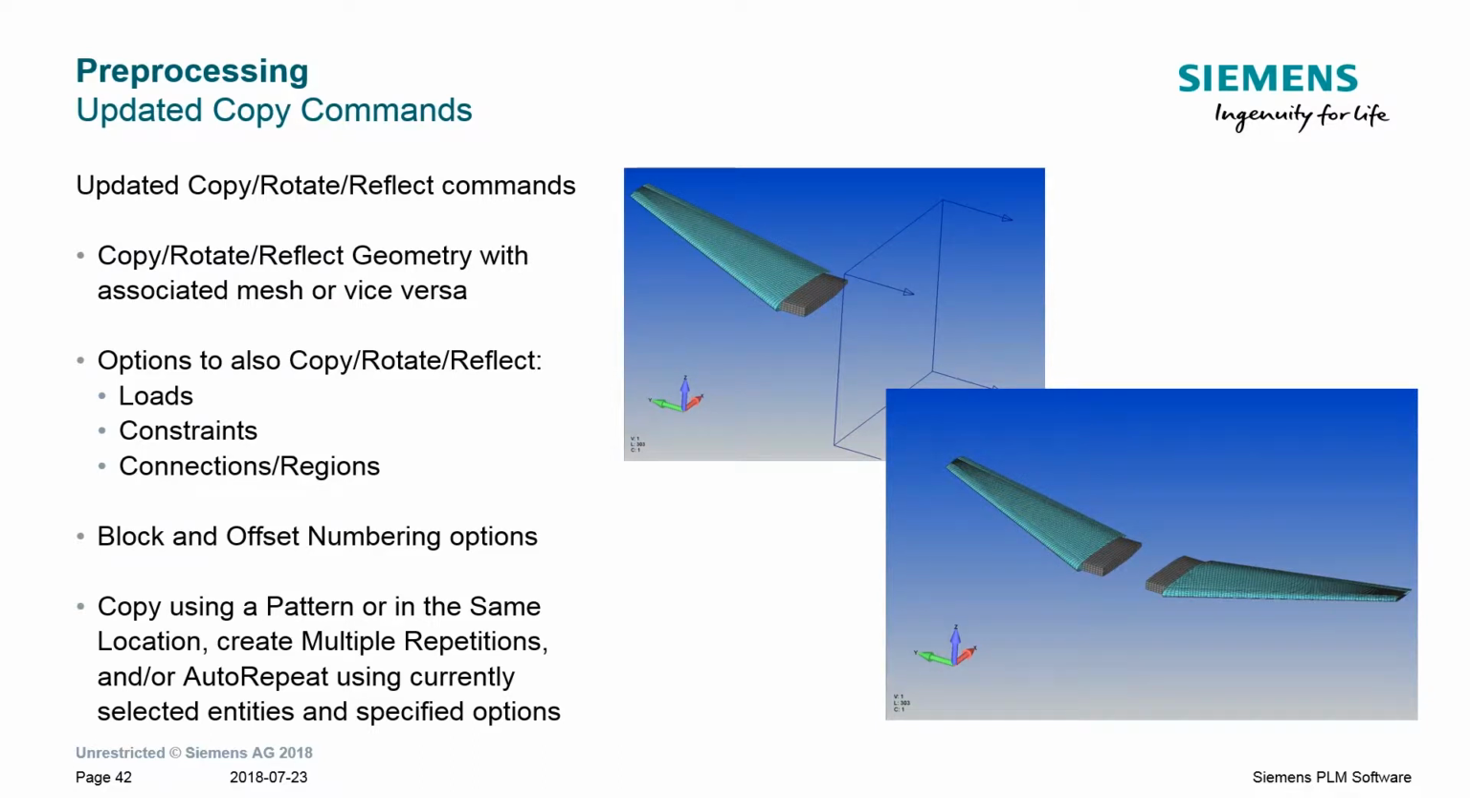And have the mesh, boundary conditions, contact regions, and other associated items be copied at the same time, both the geometry, the mesh, and all the parameters. So we added those capabilities for version 12 to those commands.